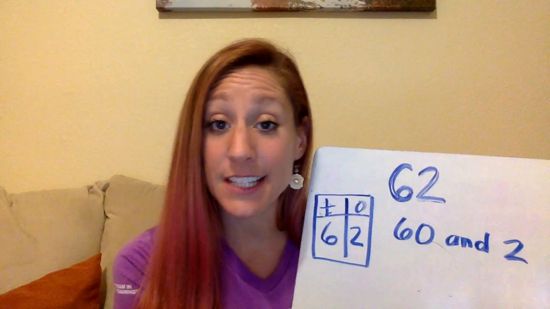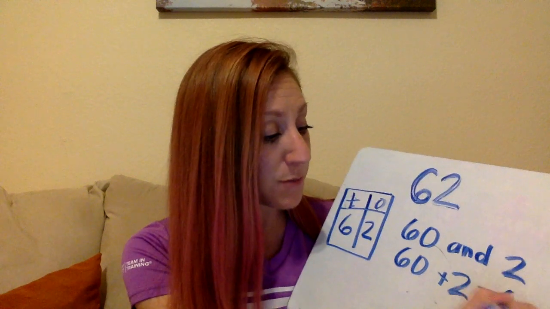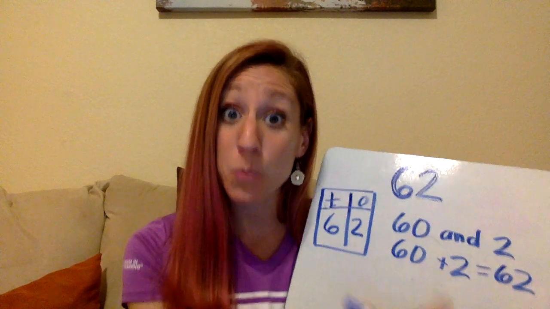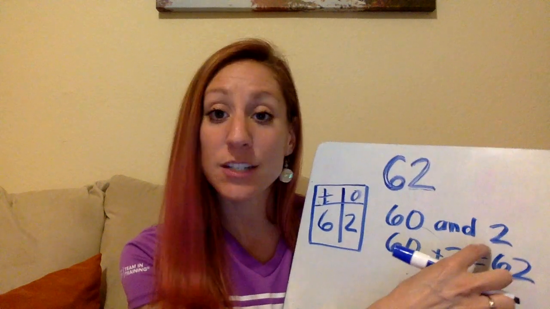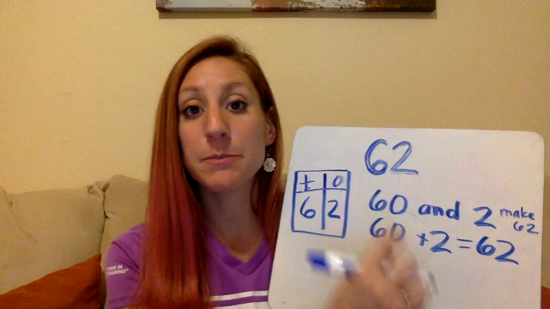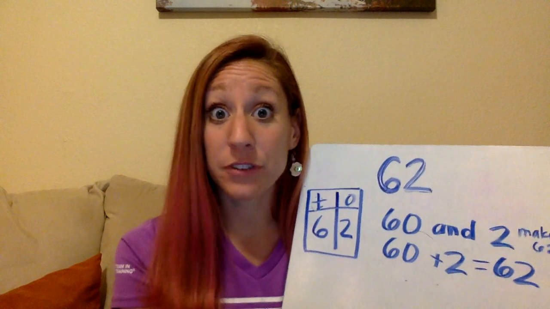I'm going to break it up. 60 and 2 makes 62. Or I could say 60 plus 2. This is called expanded form. So you're expanding out the tens and the ones, separating out those parts, right? We're really focusing on that place value. So 60 and 2 make 62, and then 60 plus 2 equals 62. Same idea, just showing it in a slightly different format.